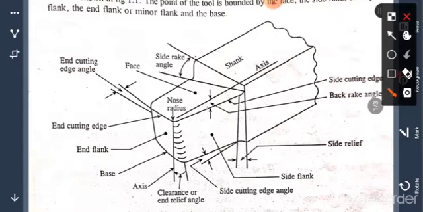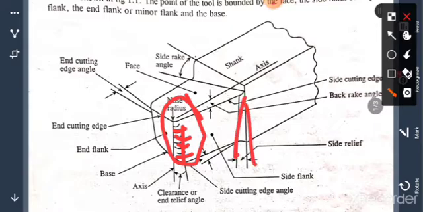Here you can see it is called the nose radius. It has a slight radius like this, and that's why it's called the nose radius. The terms we will discuss in the next part. First of all, I'll only explain what things are there in the single point cutting tool. This is called side flank, right? Sorry, this is not side flank, it is called side relief angle.